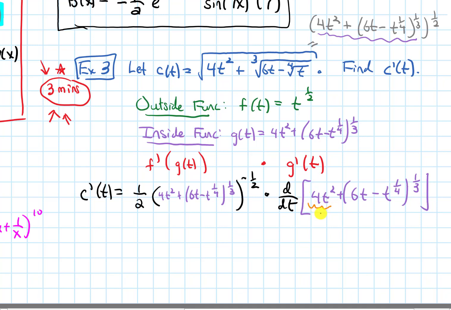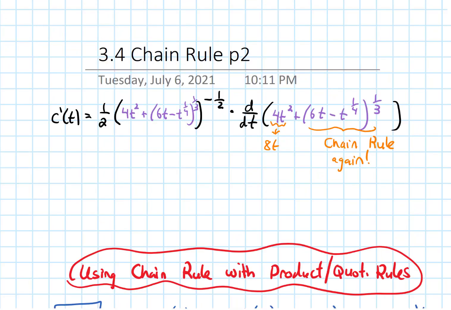Well, 4t squared, that's not bad. That's just power rule. That derivative is going to be 8t. For this whole thing to the 1/3, notice it's not just t to the 1/3. It's some more complicated stuff to the 1/3. So that is going to require the chain rule. So here we go again with the chain rule. All right, so I'm continuing on to the next page to give myself more room, but we were here.